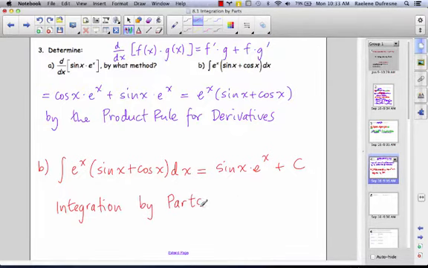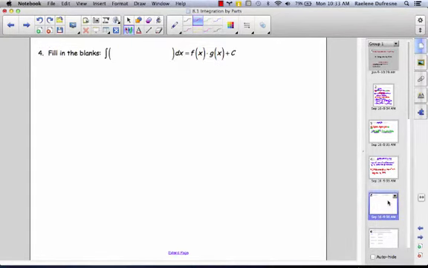Just like we use the method of substitution as an integration technique to undo the chain rule for derivatives of compositions, we are going to use the integration by parts method as the integration rule that undoes the product rule for derivatives. So let's fill in the blanks.